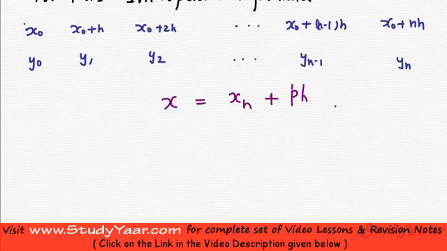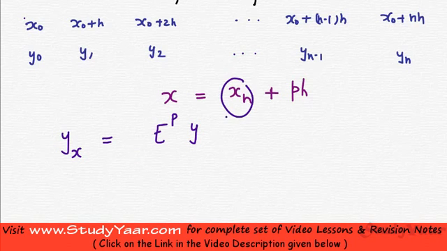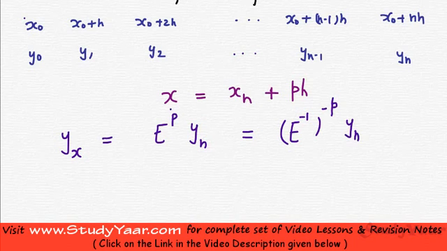Now applying similar analysis, I can say that my y at point x, which is this, is going to be E raised to power p operating on y at xn. What is xn? xn is this guy, so it is y at xn, which is yn. Now E raised to power p I can also write as inverse operator raised to power minus p, operating on yn. It's the small p.